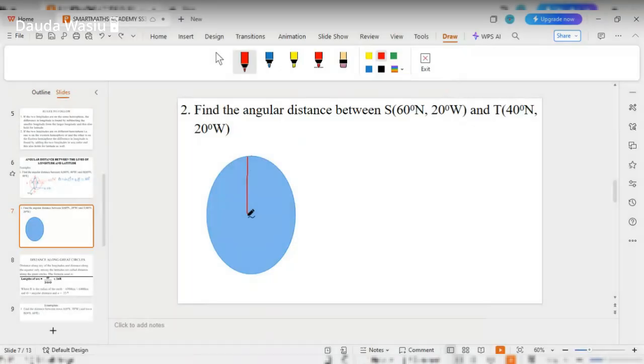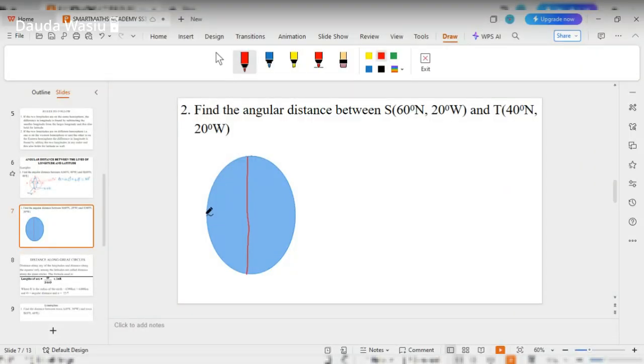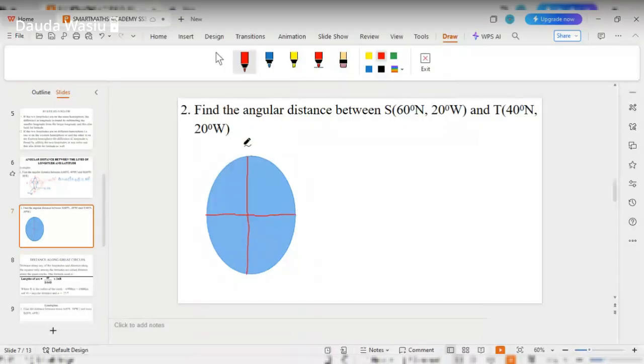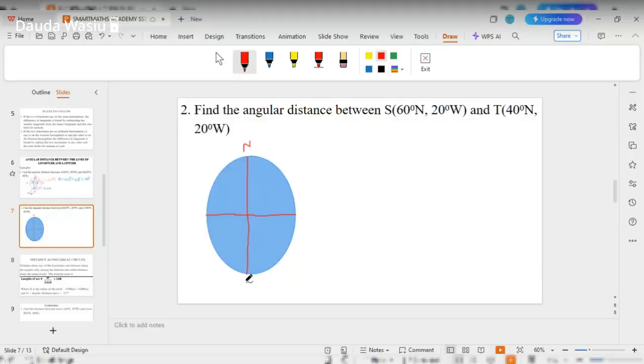So this is it. Then for the second one, the latitude line, the equator, we have this. And here is the North Pole. And here is the South Pole. Hello, hope you can see it now. Then here is the West. And here is the East.